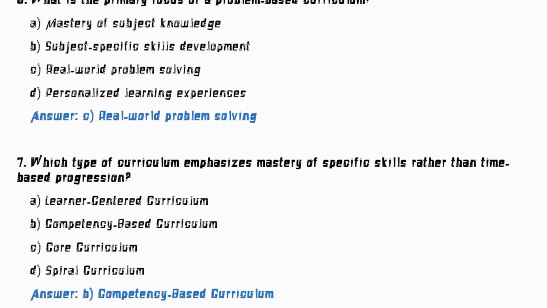Question number 7. Which type of curriculum emphasizes mastery of specific skills rather than time-based progression? Option A, learner-centered curriculum. Option B, competency-based curriculum. Option C, core curriculum. Option D, spiral curriculum. Correct option is option B, competency-based curriculum.